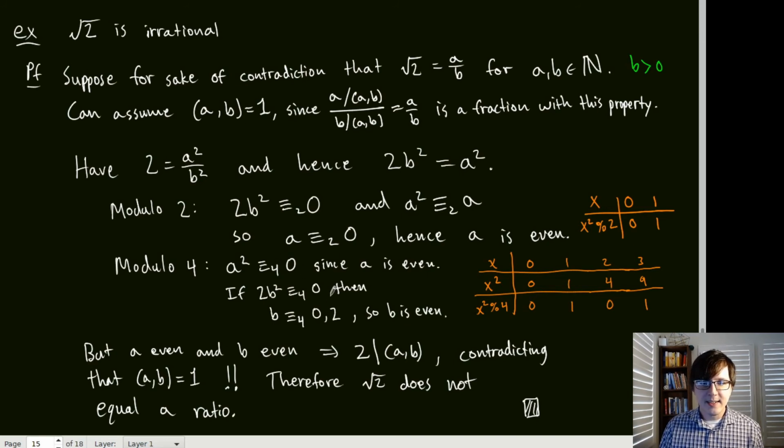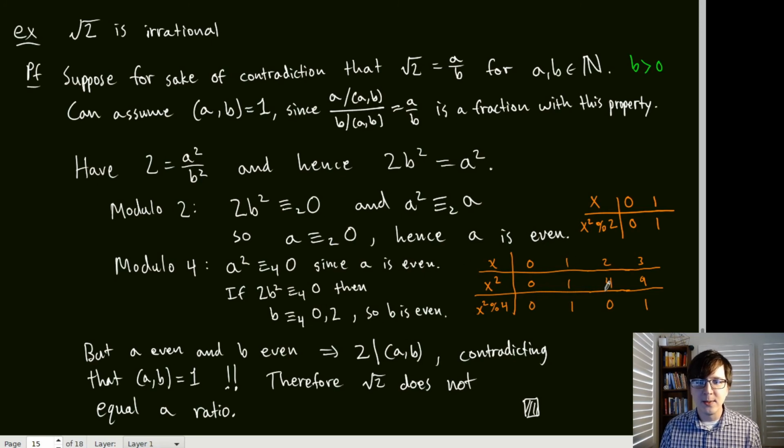And then also, since we know that 2b squared equals a squared, that means that 2b squared is congruent to 0 mod 4, just by substituting things mod 4. So then we can look at the table again and think, okay, which values of b, when we square them and multiply them by 2, give us 0? So we can just go through. 0 squared times 2, that's 0. Okay, so that's a possibility.